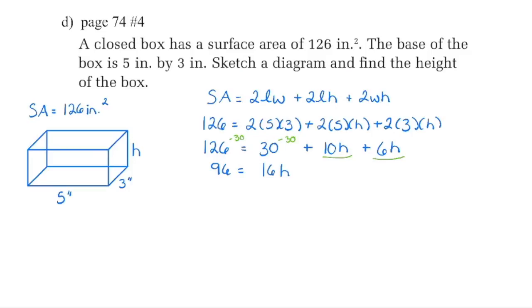So my goal is to isolate the variable. I'm ultimately looking for what the value of h is. So I'm going to divide out the 16, and when we do 16 divided by 16 leaves me with 1h, and 96 divided by 16 is going to leave me with 6. And then go back to your units. Because we're dealing with inches, I know my height is going to be 6 inches.